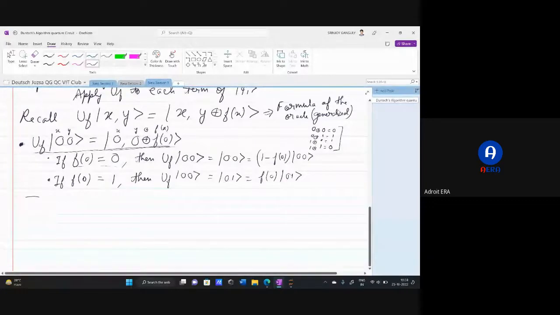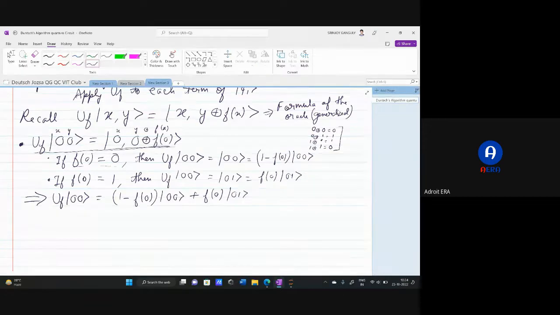So therefore, Uf ket 0 0, we get this result: 1 minus f of 0 times ket 0 0 plus f of 0 times ket 0 1. So you just take them together, that's it. So this is the Uf of ket 0 0.